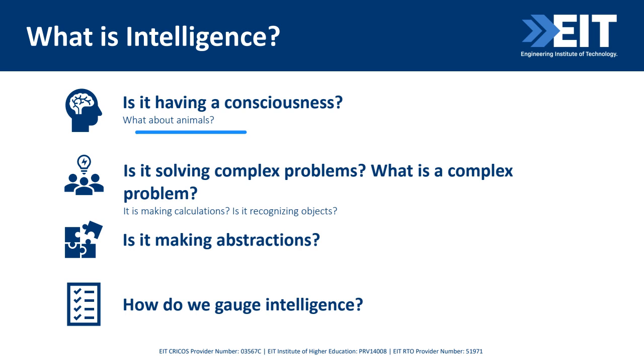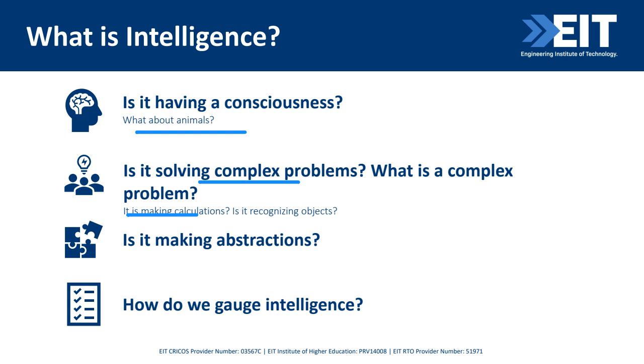Is intelligence about solving complex problems? One might think of a definition that intelligence means solving complex problems. But in this case, what is a complex problem? How do you define a complex problem? Is a complex problem, for example, making calculations? Because multiplying 235 by 1274.73 is a complex problem, right? For us humans. But it turns out it's quite simple actually to solve by a machine, by a calculator.